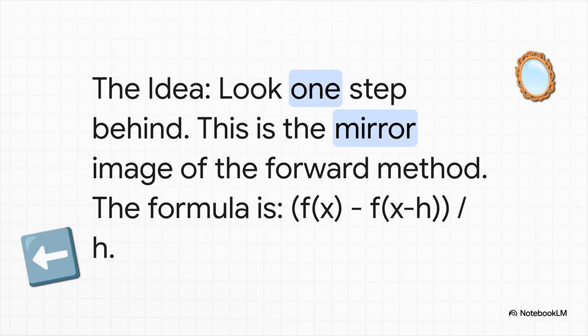And as you can probably guess, the backward difference is just the mirror image of that. To find the slope at point x, you look at the point that came right before it, x minus h. It has basically the same pros and cons as the forward method, just in reverse. This makes it really useful for the very last point in your data, but it's still just as biased.